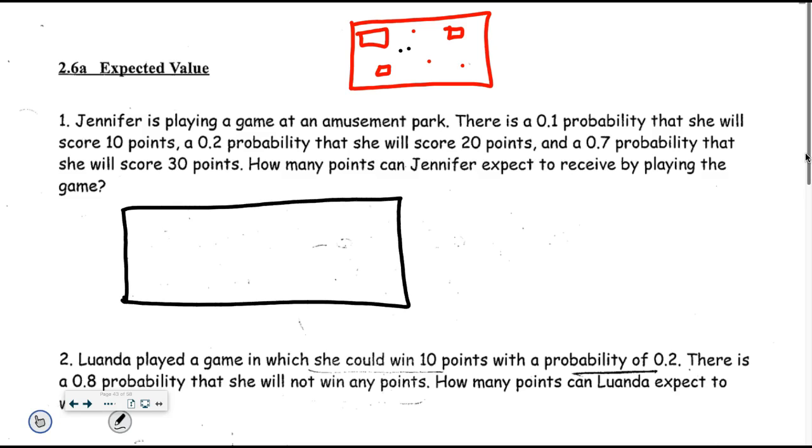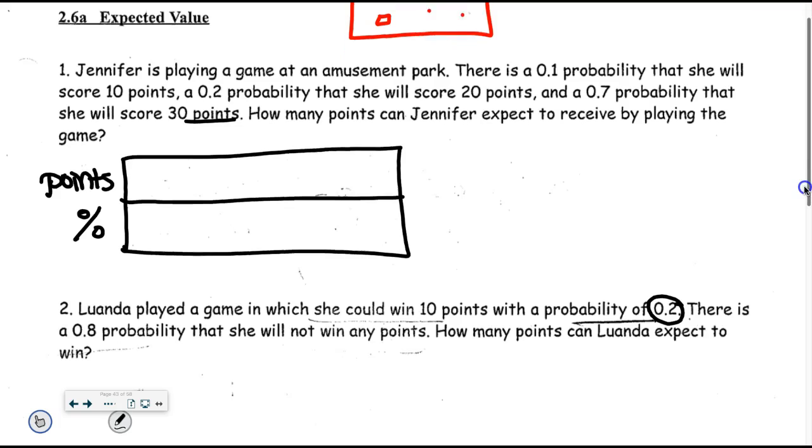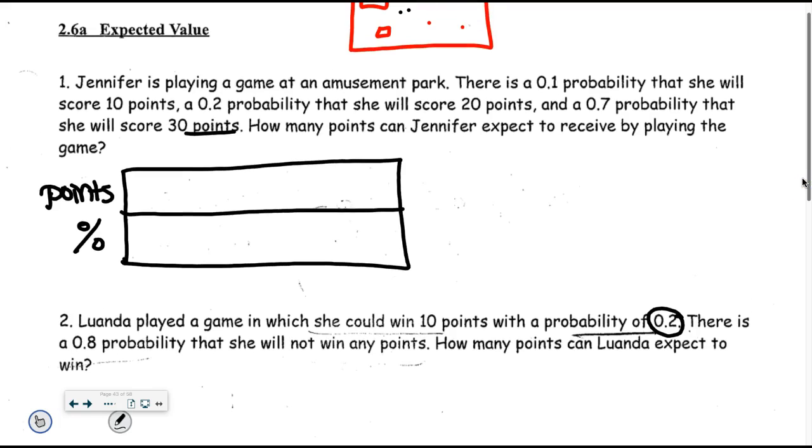The bottom of the table is always the percent chance. The top is always your prize or what you're playing for. In this case, we're playing for points. The bottom of the chart is always the percent, which is either a decimal, a percent, or a fraction. For this one with Jenna playing a game, she's going to have 3 things that she could get. She could get 10 points, 20 points, or 30 points. As you read that, that goes on the top. So with number 2, you'll also be putting points on the top.